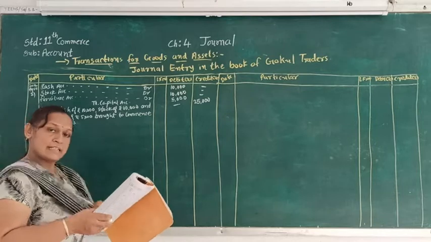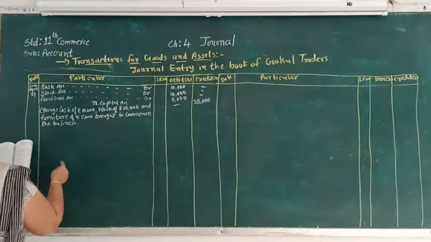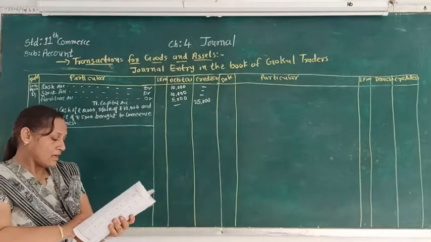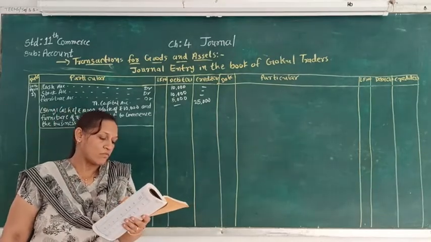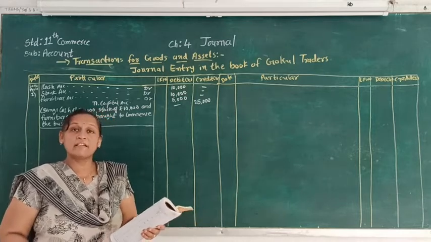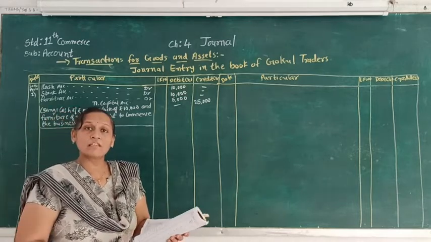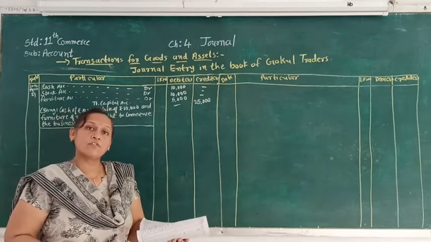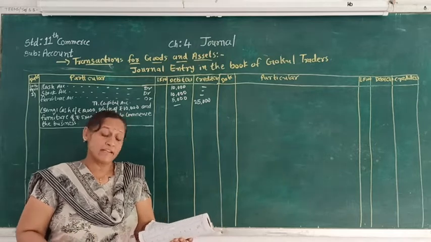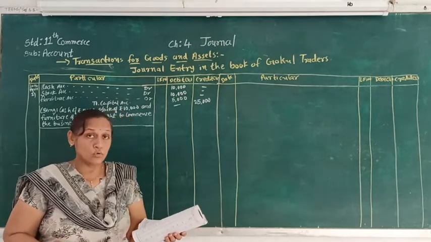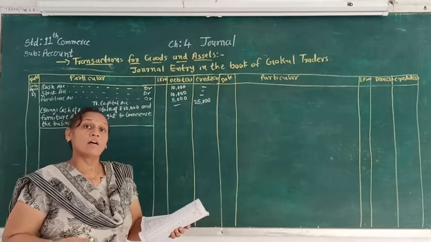Now let's see the second one. The second is a goods purchase of rupees 5,000 from Mathura traders. So here we already discussed before that when we are purchasing, goods are coming in. So we are going to debit the purchase account. And here Mathura traders is the one who has given the goods to us. So he is a giver.